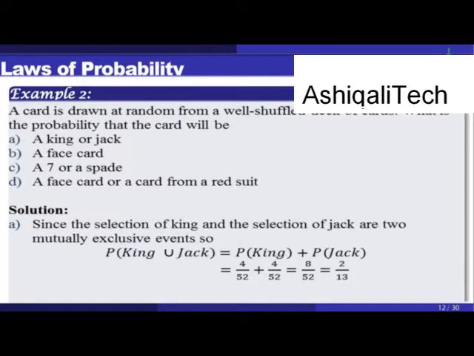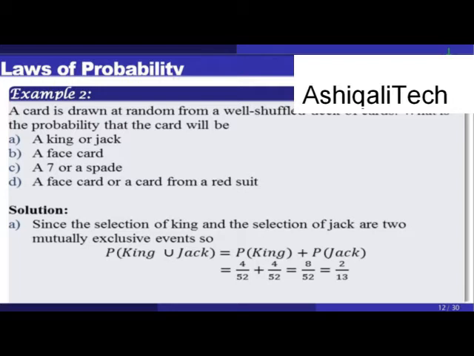Dear students, now we see another example. A card is drawn at random from a well shuffled deck of cards. What is the probability that the card will be a king or jack, a face card, a 7 or a spade, a face card or a card from a red suit? Now we solve it one by one.